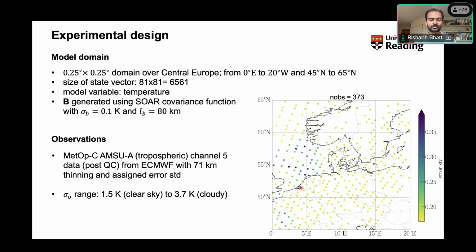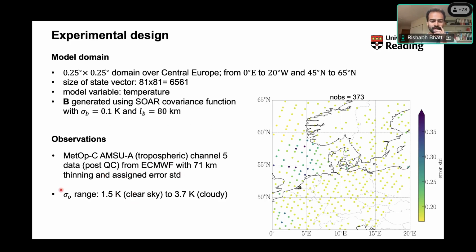And on the right, you see the observations. These are not taken from the operational setup, but rather from 71-kilometer thinning, because now we want to assimilate more observations. The observations come from MetOp AMSU-A channel 5. It's a tropospheric channel because that's where we found more correlations. These are the observations after quality checks, and the color scheme shows the error standard deviations which are operationally assigned.